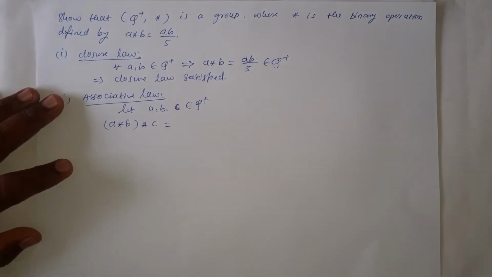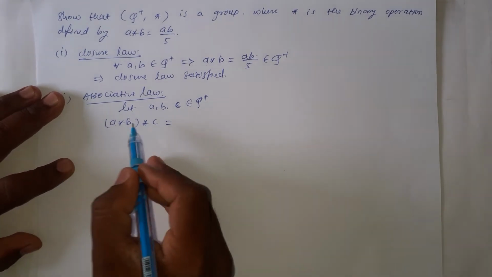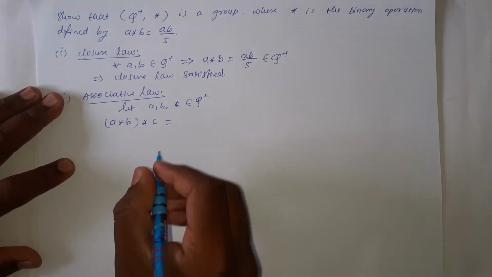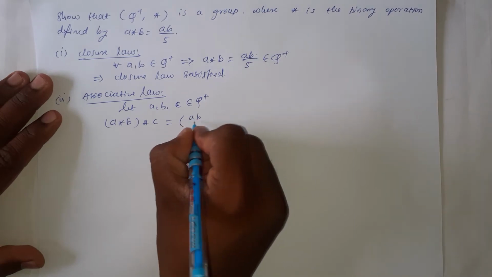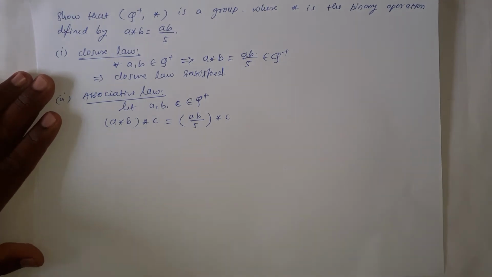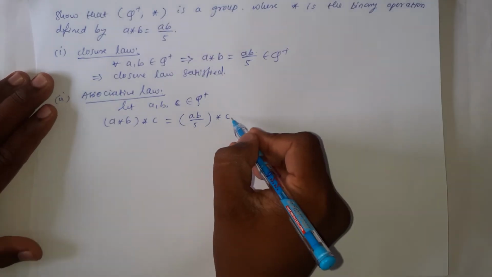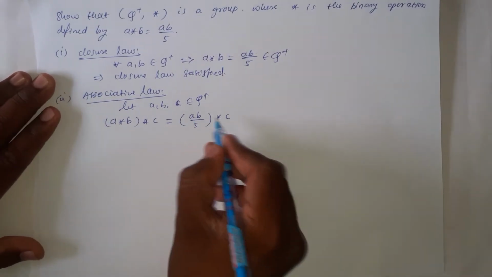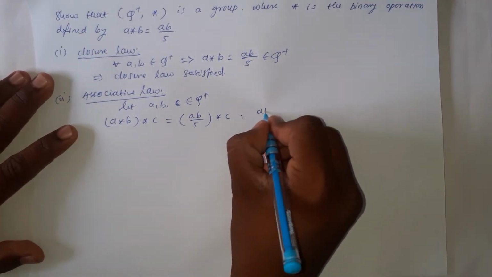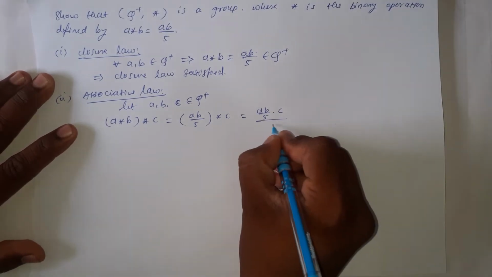Means first we need to apply the binary operation for first 2 elements, then for the next one. So here by the definition of given binary operation, A star B is equal to what? AB divided by 5. So therefore it is AB divided by 5 star C. Now again it is in the form of A star B only. The first element is AB by 5 and the second element is C. So therefore it is equal to AB divided by 5 into C whole divided by 5.